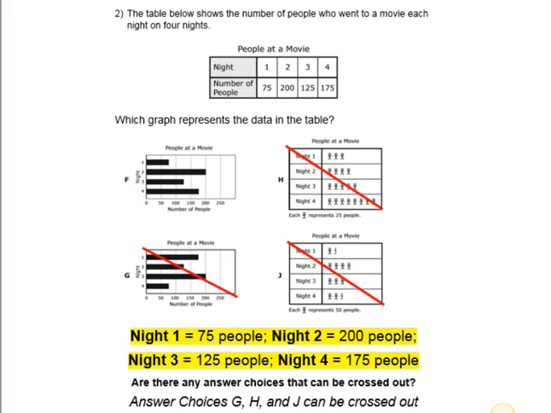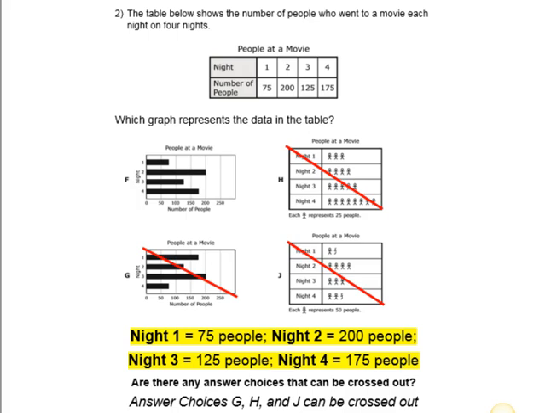And for H, it looks like for that first night, for 25 people, it shows 3, so that's good. 75, then 200, and then 125. But for night 4, we have 25, 50, 75, 100, 200 people. So it's a very good idea that when you are looking at the graph, pay attention, especially with pictographs, okay?